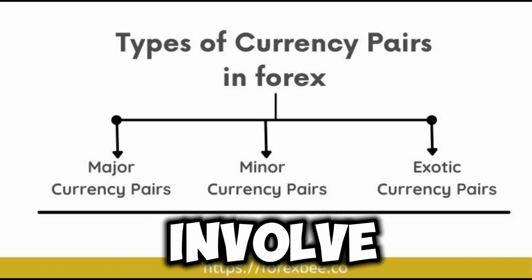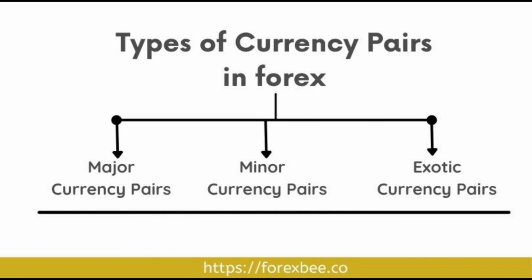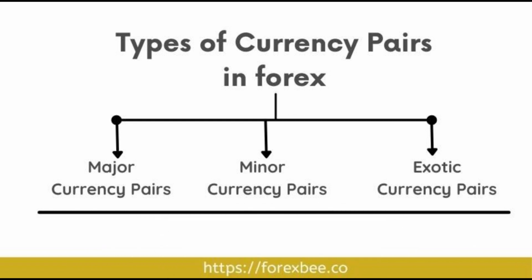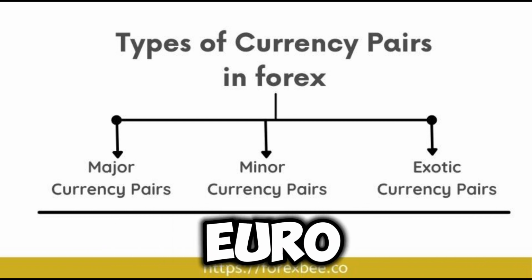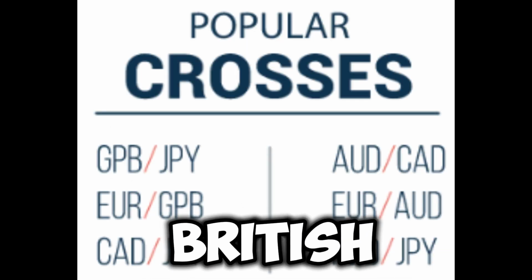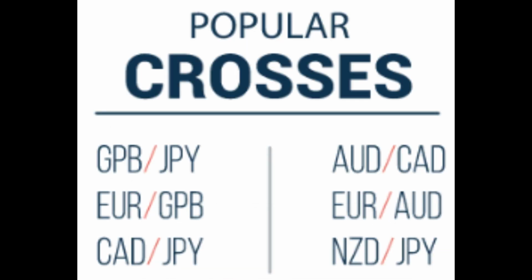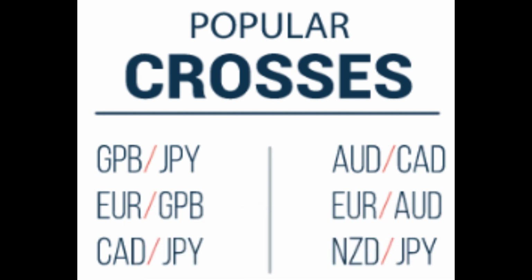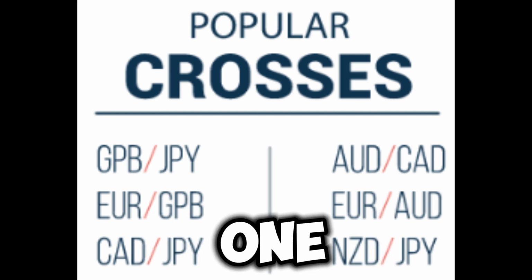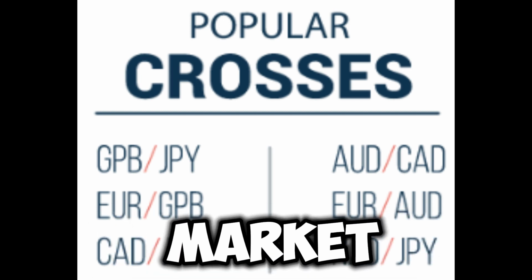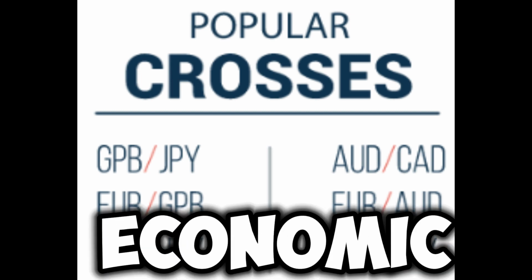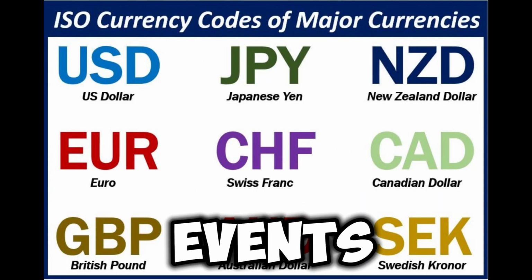Crosses that involve any pair of the major currencies are known as minors, most of which are drawn from euro, Japanese yen, and British pound. And number three, the exotics. This consists of one major currency and one currency from an emerging market. The exotic pairs tend to have a lower liquidity and are far more sensitive to economic and geopolitical events.